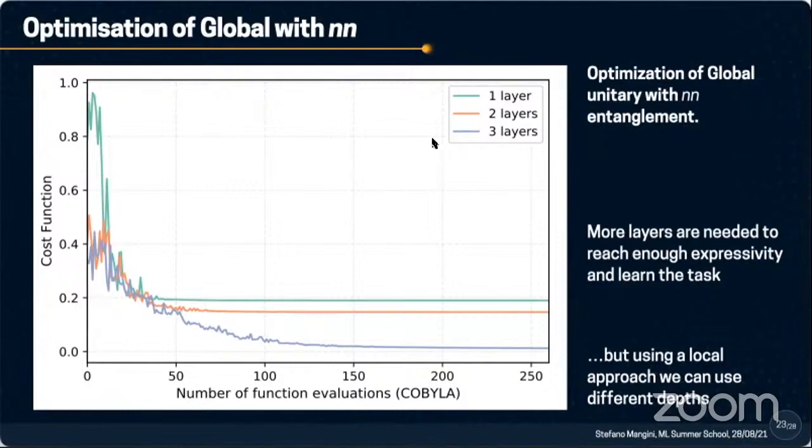But of course, if you increase the depth of the circuit, so you have 2 layers or 3 layers, which is the blue curve, you are actually able to approximate the unitary, the exact circuit, let's say. So we see that, of course, you need to have a deep enough circuit in order to have some expressive power to approximate the target unitary. But while in the global case we have only 1 degree of freedom, which is the number of repetitions of the layers, in the local approach we have slightly more freedom.